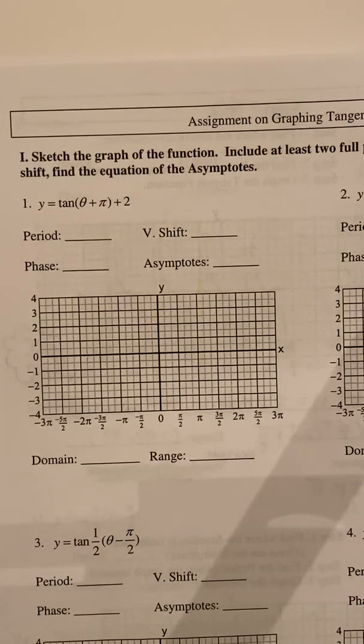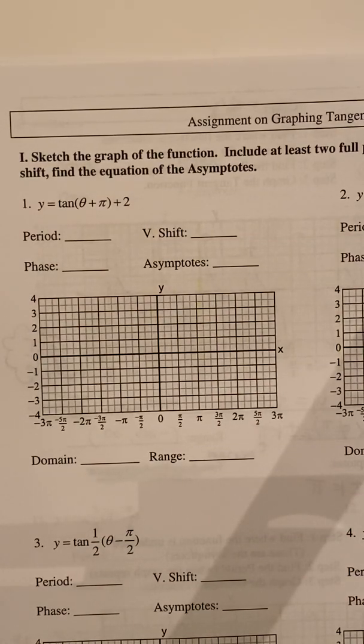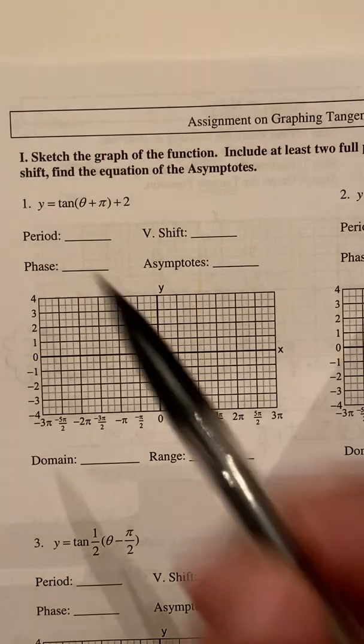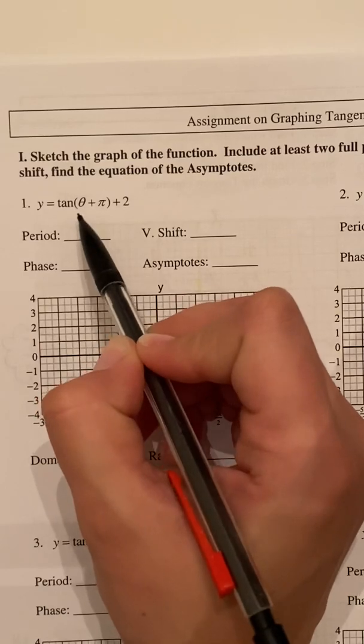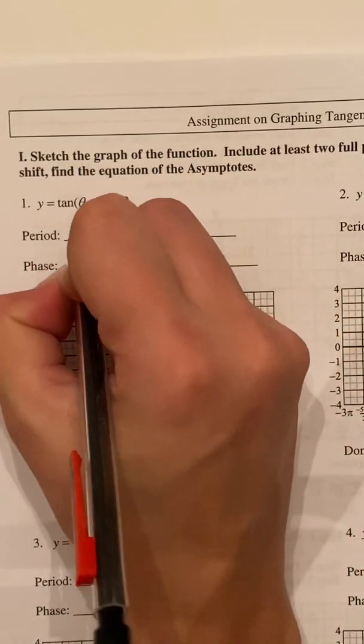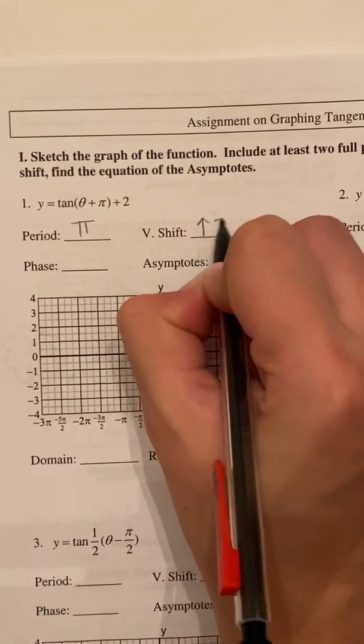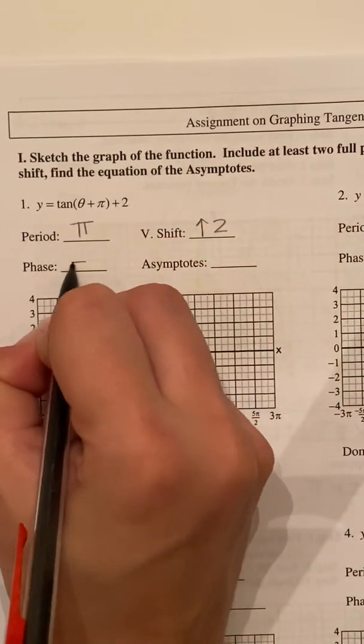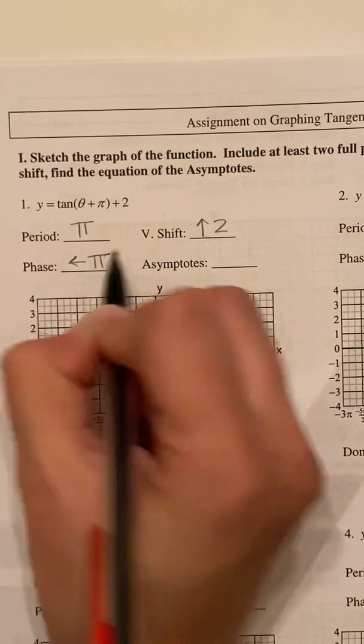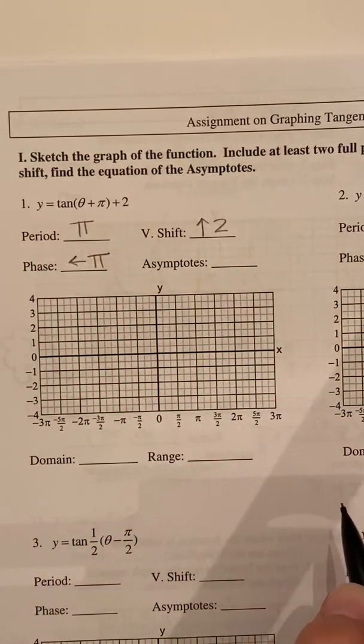Okay, time for some transformations. So we fill things in exactly the same as we always have for sine and cosine. The only difference to find the period, you do pi over b, not 2 pi over b. So b is in the same spot. There is no b, so pi over b would just be pi. Vertical shift, up 2, phase shift, left pi. We'll save all these guys for later.